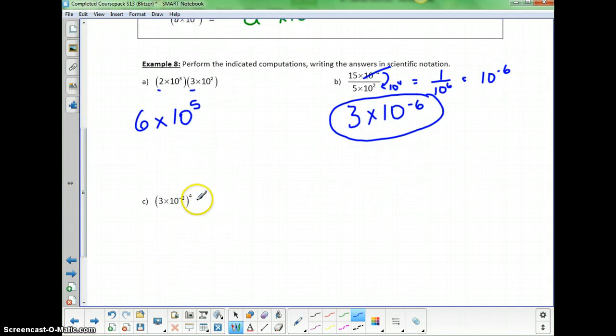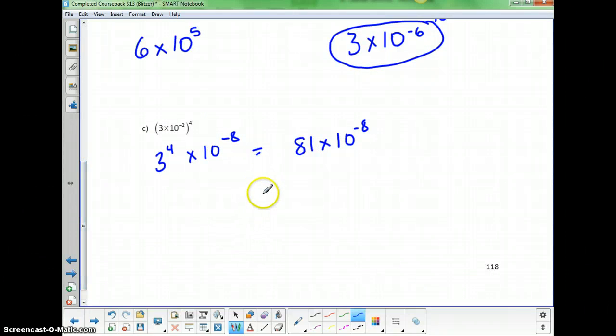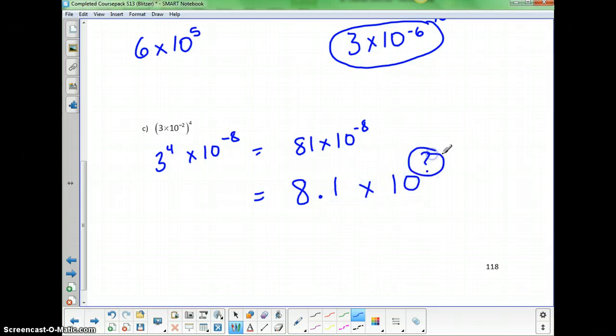Alright, and our next one here, let's see. 3 to the 4th times 10 to the, let's multiply those together, negative 8th. 3 to the 4th is 81 times 10 to the negative 8th. Now we have a problem because 81 is not in scientific notation. I need to change this to 8.1, but how is that going to affect my exponent?